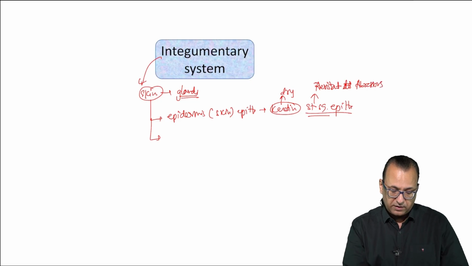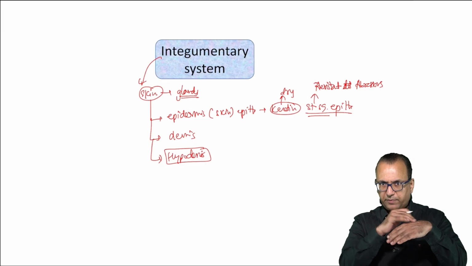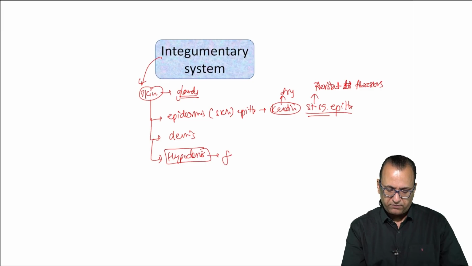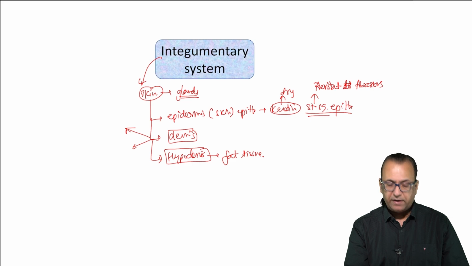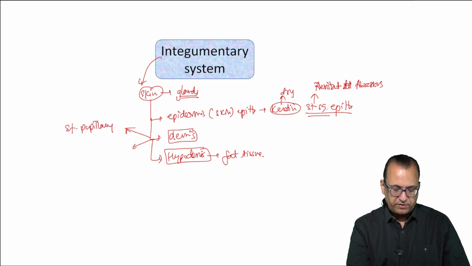Then there will be dermis. Below that is hypodermis. Hypodermis is basically attaching the skin to the deeper tissue, and there will be some fat tissue included here. But then dermis, if you are talking about dermis, there will be superficial papillary layer of dermis, and then there is a deep reticular layer.